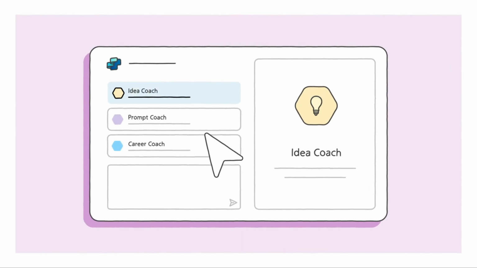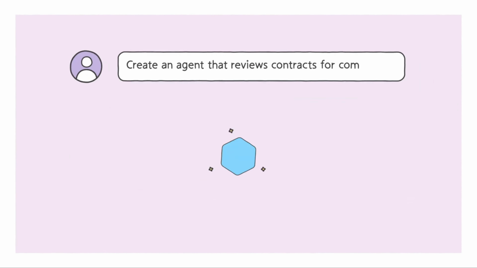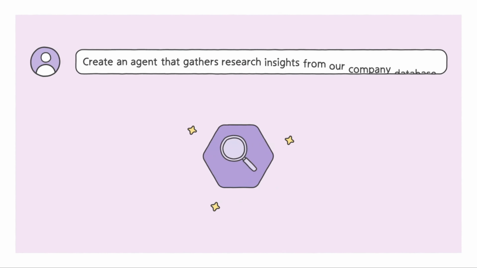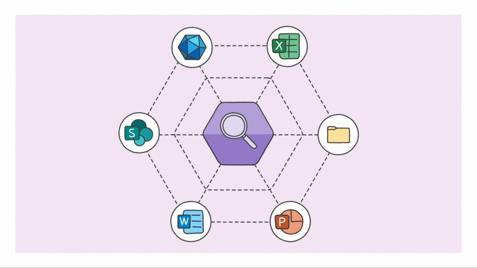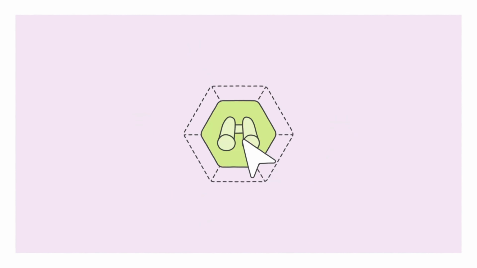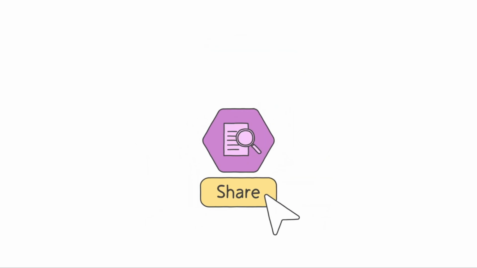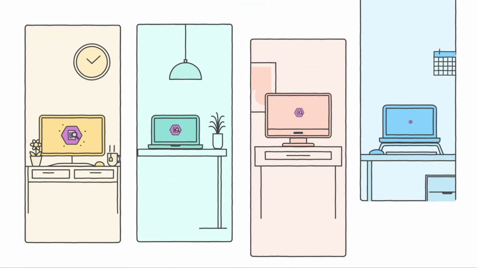Start with a template or build an agent from scratch using natural language. Describe what you want to create, such as an agent to review a contract for compliance or an agent to gather research insights from your company database. Connect it to data sources, and with a little refining, your agent is ready. Share it so your colleagues can use the agent too.